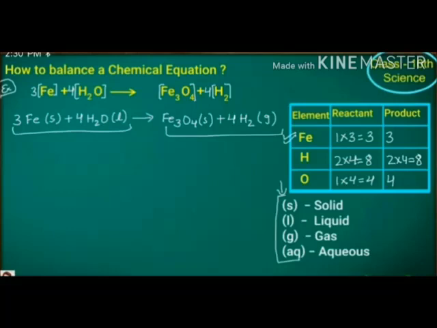Now both iron: there are 3 iron on the reactant and the product also has 3. Oxygen: 4 oxygen on the reactant and 4 on the product side, but hydrogen is not balanced. It becomes 4 times 2, which is 8, on the reactant side, but on the product side there are only 2 hydrogen. So we balance by multiplying by 4 on the product side, and we get 8, an equal amount of hydrogen. You can see on the slide how we have balanced it. Now we write the physical states: iron is in solid form, water is in liquid form, ferric oxide is in solid form, and hydrogen gas is G. This is how we write a valid chemical equation.